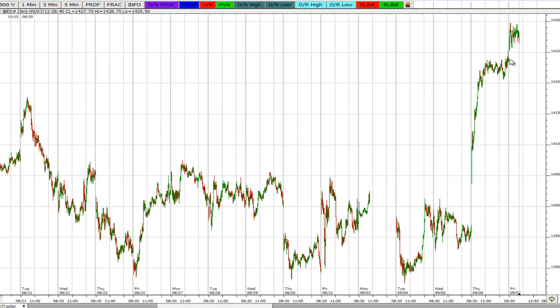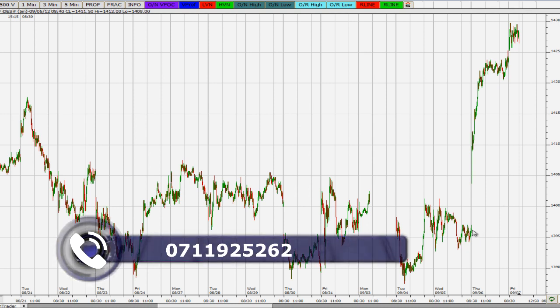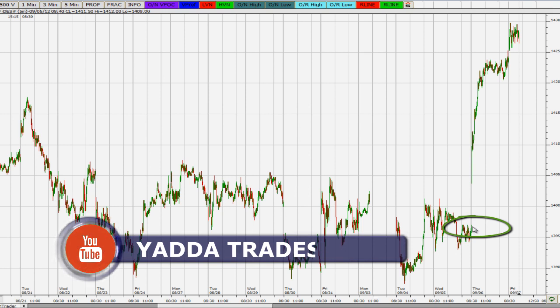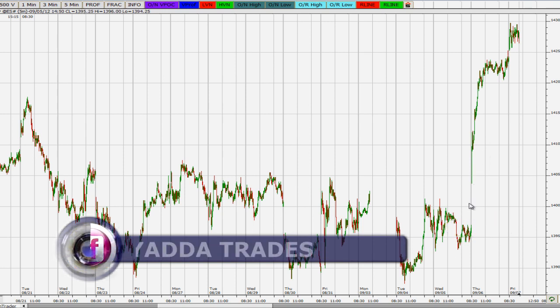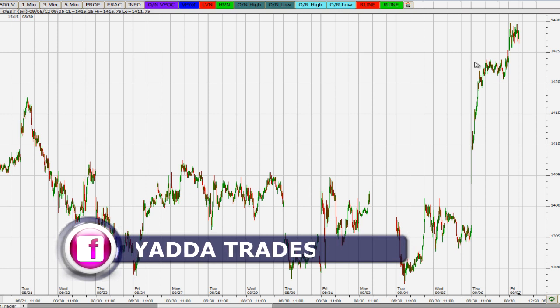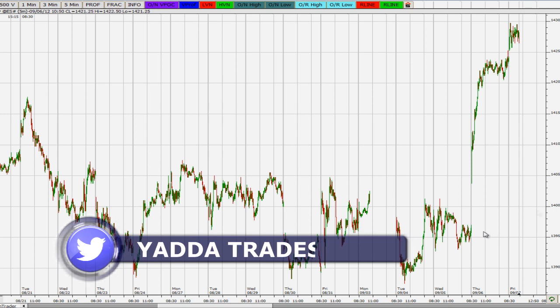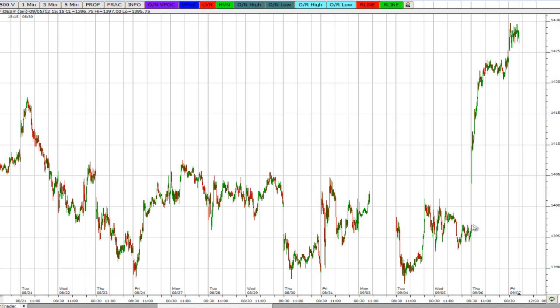Okay, so the place that really launched this big directional conviction was right here, the place where the market actually gapped right up. This is where it started. And then it kept accelerating up through there. So what is this level right here? Well, it's right around 1397. That was the close here, and that's where the market gapped out of.